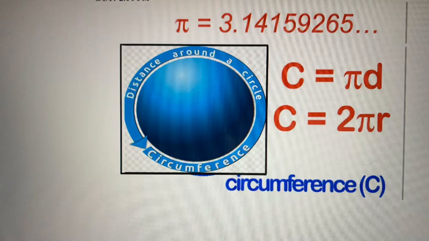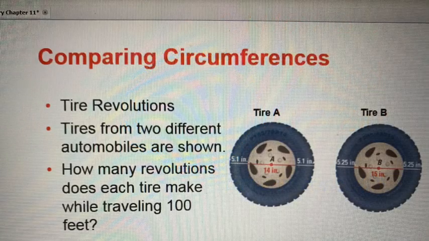Today we're going to start chapter 11, starting with circumference. And you've done circumference before. You have to know pi and the diameter. So we have this problem about tire revolutions, and there are two tires from different automobiles. How many revolutions does each tire make while traveling 100 feet?